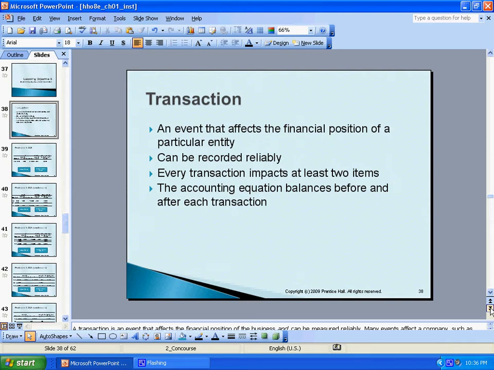And the next item, number 4, is that the accounting equation balances before and after each transaction. So, the transaction affects the financial position. It could be recorded in a reliable manner. Every transaction impacts at least two items. The accounting equation balances both before and after each transaction.